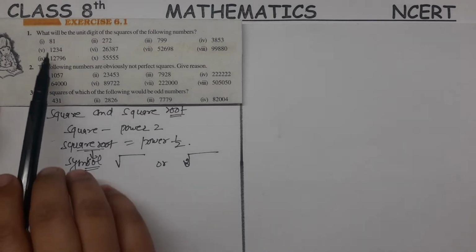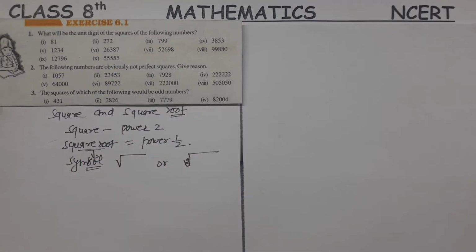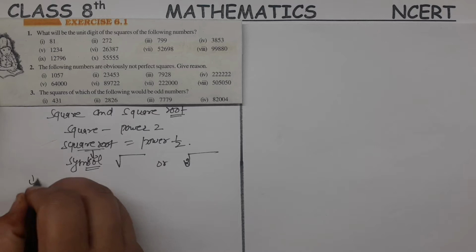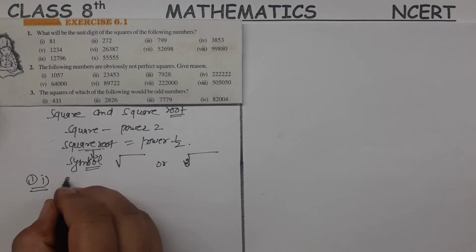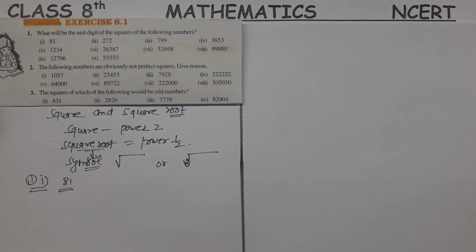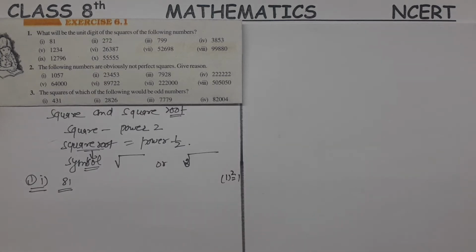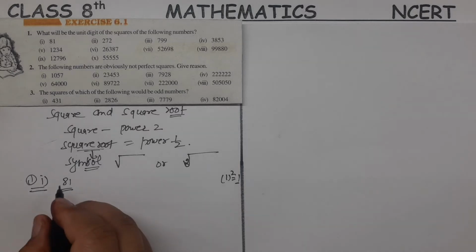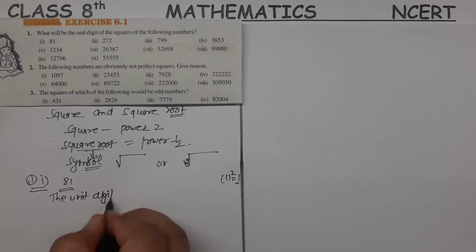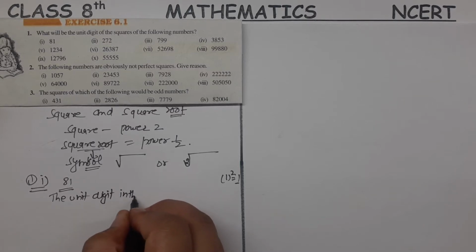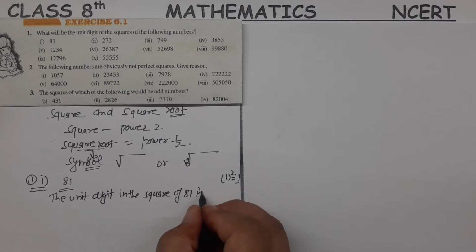Easy questions. What will be the unit digit of the squares of the following numbers? Question number 1. Part first, 81. Here unit digit is 1. 1 square is 1. So unit digit is 1. How we will write? The unit digit in the square of 81 is 1.